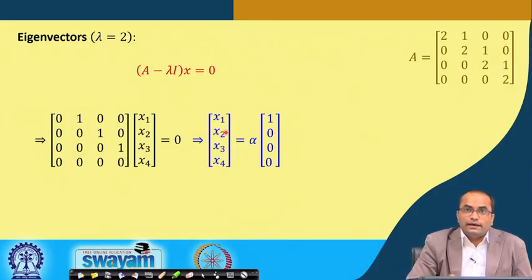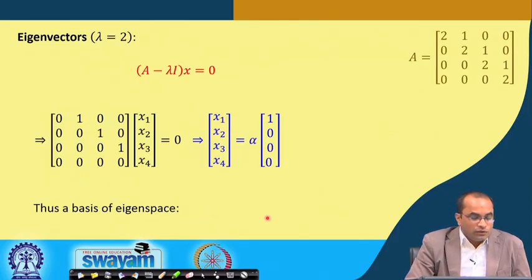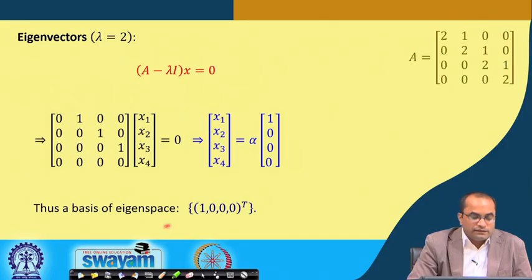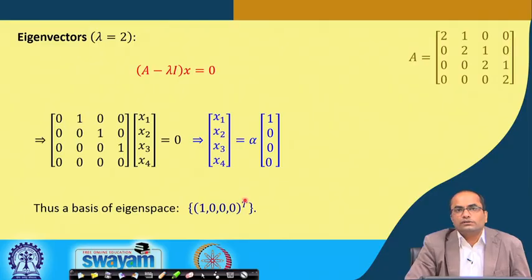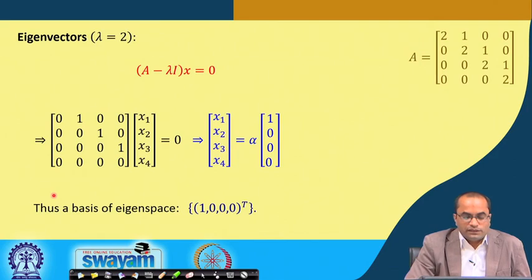In some cases, if an eigenvalue is repeated, for example 3 times, we may get 3 linearly independent eigenvectors also. So, the other way around is also possible. Thus the basis of this eigenspace is 1, 0, 0, 0 transpose. That is the basis for the eigenspace, and any vector from this eigenspace other than 0 is an eigenvector. This is also the basis for the null space of this matrix, 1 0 0 0 and the transpose, to show that this is a column vector.